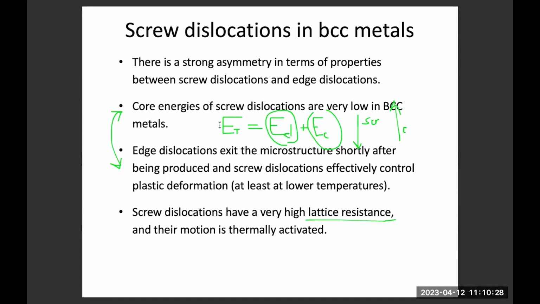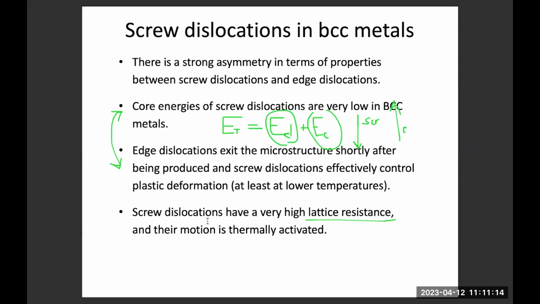It's easier. Nature always goes to minimum energy, maximum entropy. That's why BCC materials prefer the activation of screw dislocations. Edge dislocations just disappear shortly after a very low amount of plastic deformation, due to energetic reasons. They dissociate into Shockley partials, Frank partials. But for high stresses and thermal activation, we activate the screw dislocations.